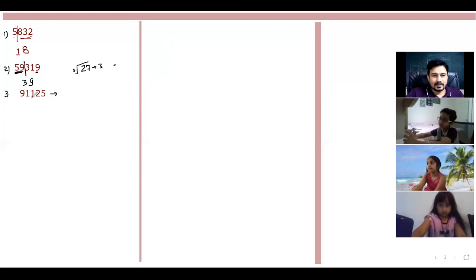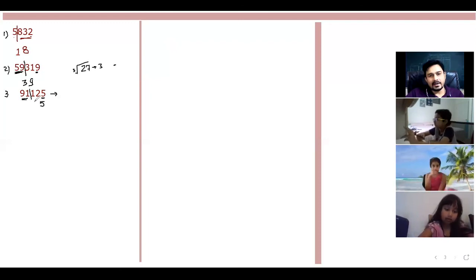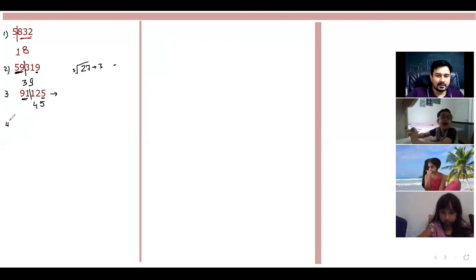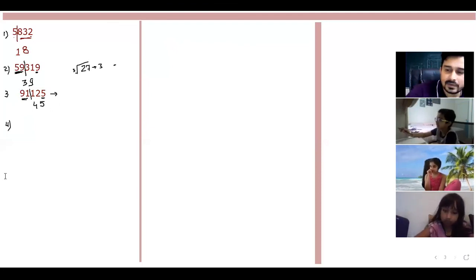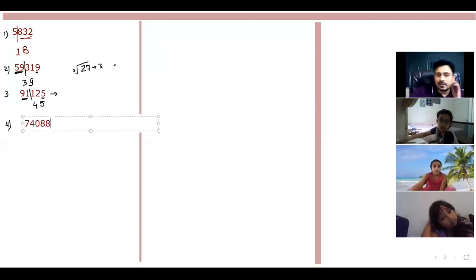So this is our RHS. It has 3 digits. Looking at 5, I will write 5 over here. 91. The perfect cube smaller than 91 is 64, and its cube root is 4. So the correct answer is 45. So that's how you do cube rooting. Next number, 74088.